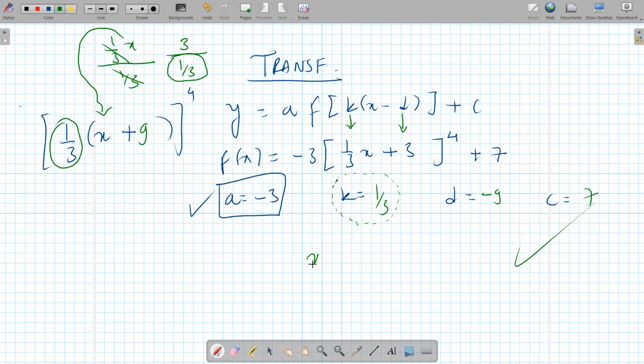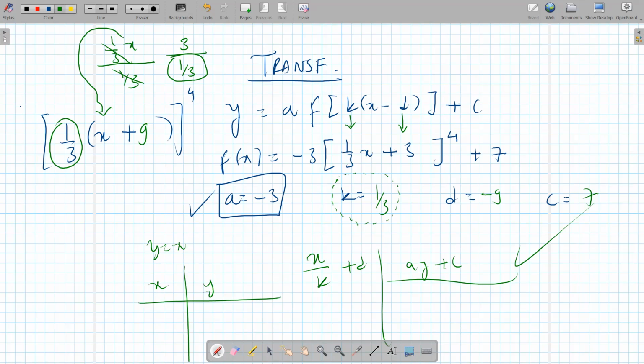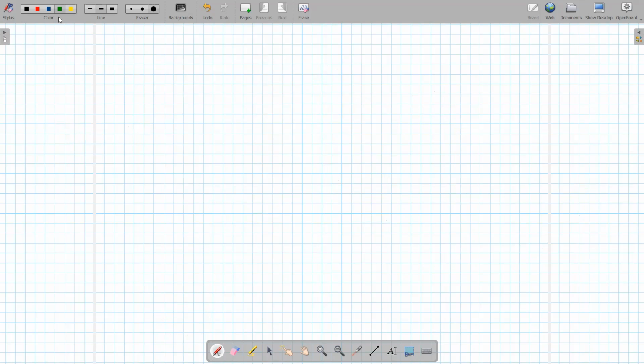And then you can always use the point mapping (x over k plus d, a y plus c). The parent function here was x to the power of 4. Exactly. When x is negative 1, y is 1. When x is 0, y is 0. And then you plug that in there. We did this yesterday. So let's move on to a different topic, which is called polynomial division.